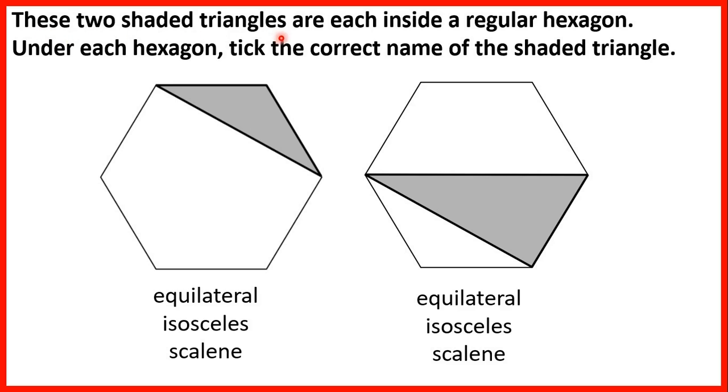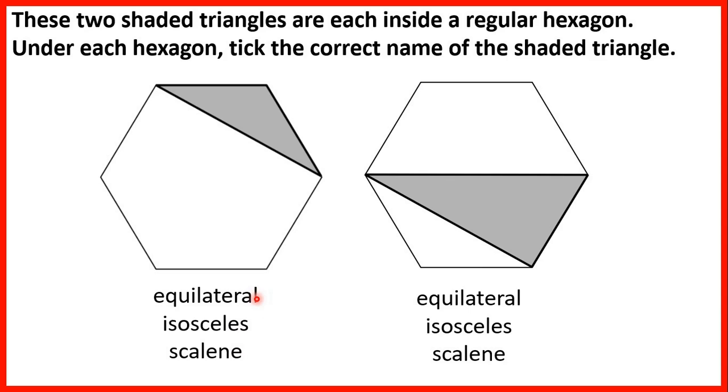These two shaded triangles are each inside a regular hexagon. Under each hexagon, tick the correct name of the shaded triangle. So we're told that it's a regular hexagon, and in a regular shape, all sides are the same length. So all the sides of this hexagon are the same. Now we need to decide whether each triangle is equilateral, isosceles or scalene.